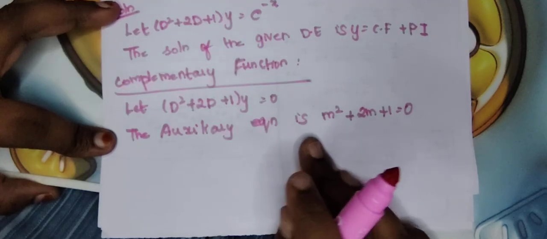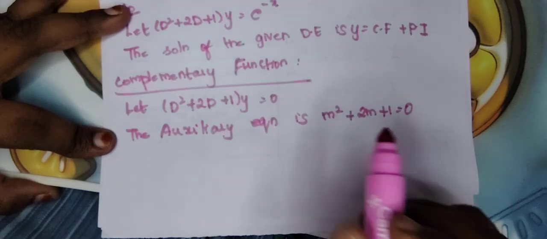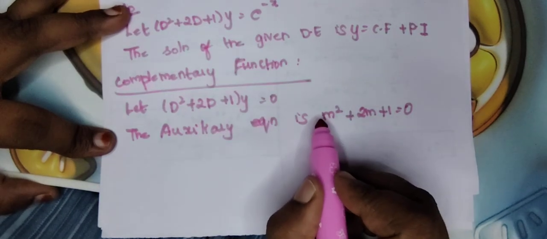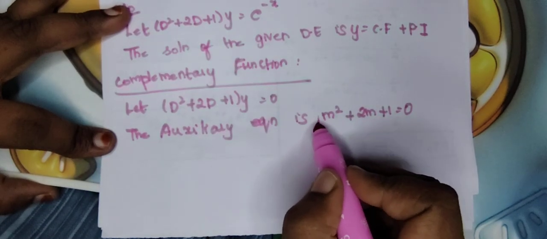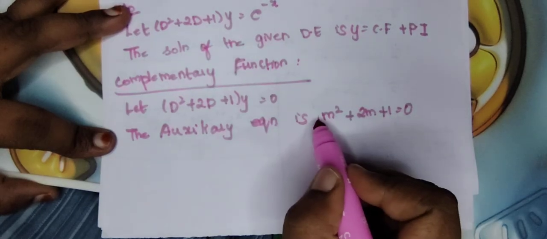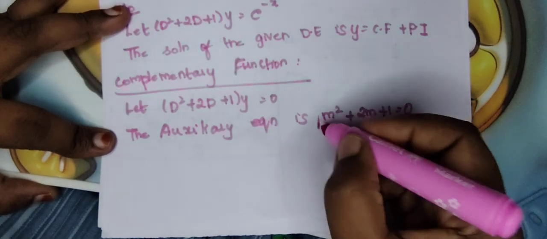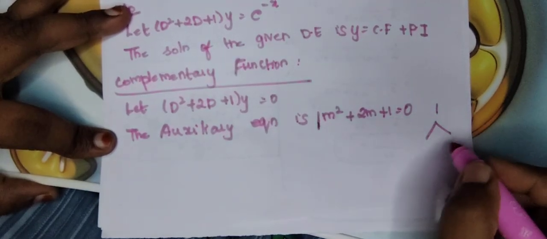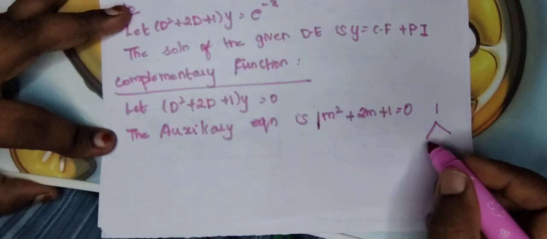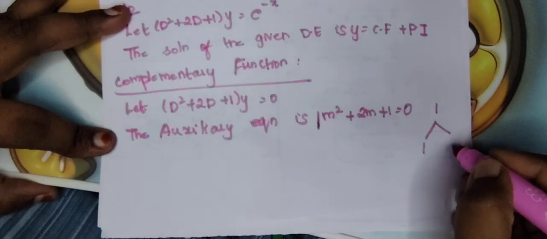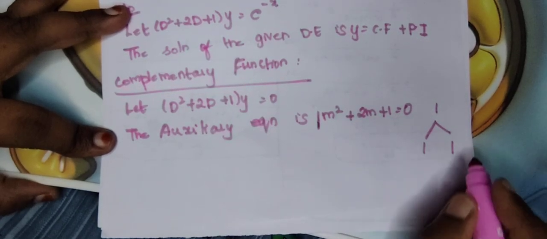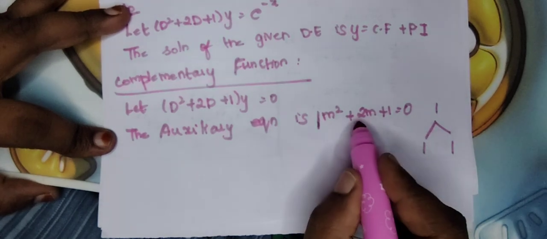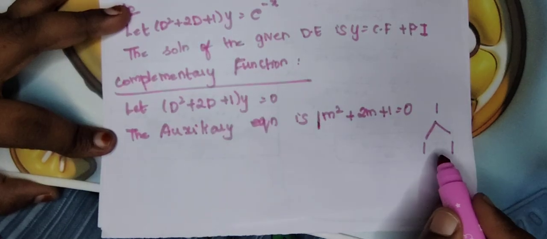Now you can see that this equation is a quadratic equation, so we need to find the roots. Here the coefficient of m² is 1, so you need to multiply the coefficient of m² and the constant term. Here 1 into 1 is 1. So you need to find two terms such that the multiplication gives 1 and the addition gives 2. You can take 1 and 1. If you take 1 and 1, 1 into 1 is 1, correct. And if you add 1 plus 1, it is 2. This is also correct. Therefore, these are the roots.